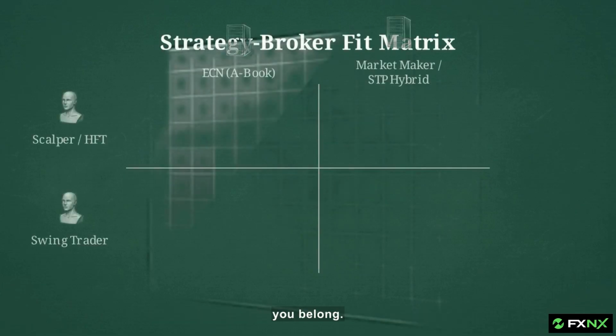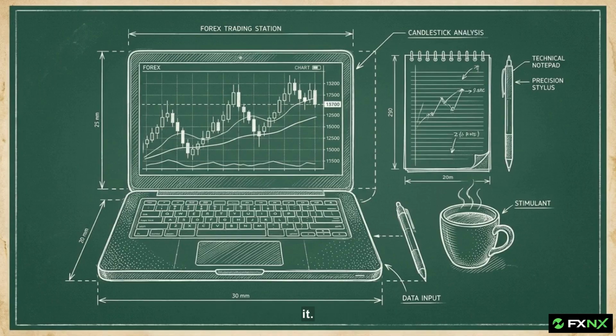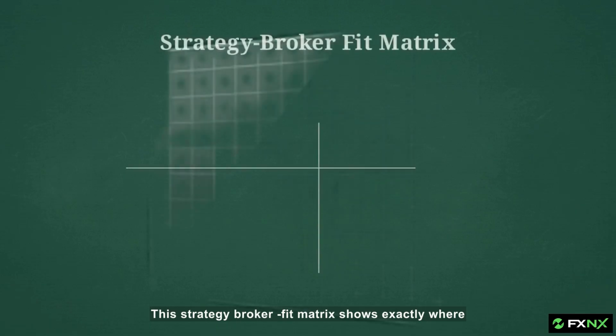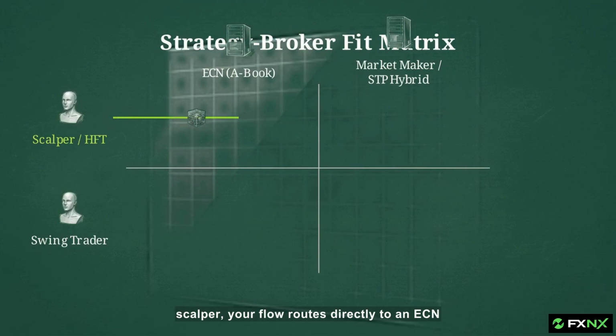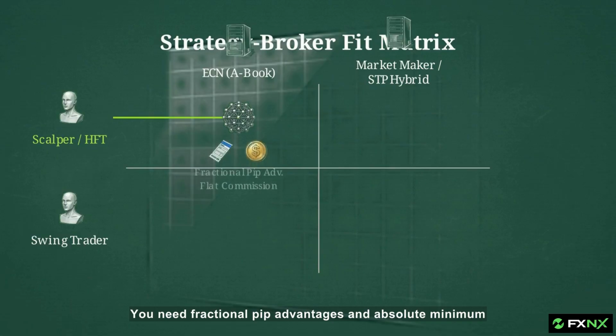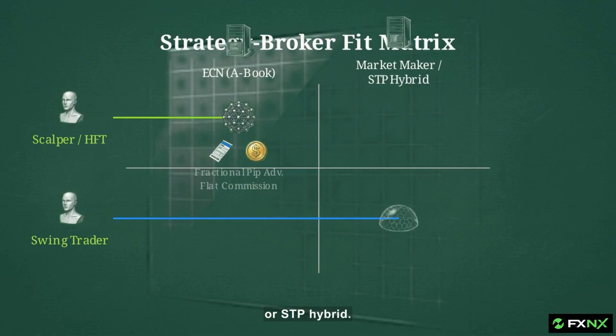Stop looking for a flawless broker. Match your execution style to the environment built to handle it. This strategy broker fit matrix shows exactly where you belong. If you are a high-frequency trader or scalper, your flow routes directly to an ECN or A-book. You need fractional pip advantages and absolute minimum latency to survive, making the flat commissions an acceptable cost. But if you are a swing trader, the matrix shifts you straight into a market maker or STP hybrid.